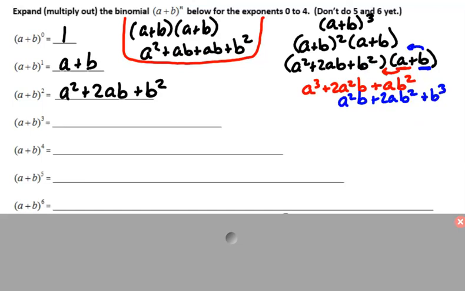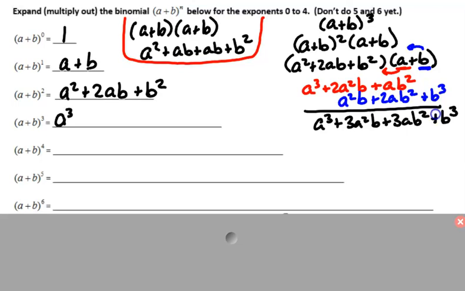So when I add those together, I've got 6 terms when I multiply out. I'm going to get a cubed plus 3a squared b plus 3ab squared plus b cubed. And I'm going to add this to the next line in my little chart here. A cubed plus 3a squared b plus 3ab squared plus b cubed.